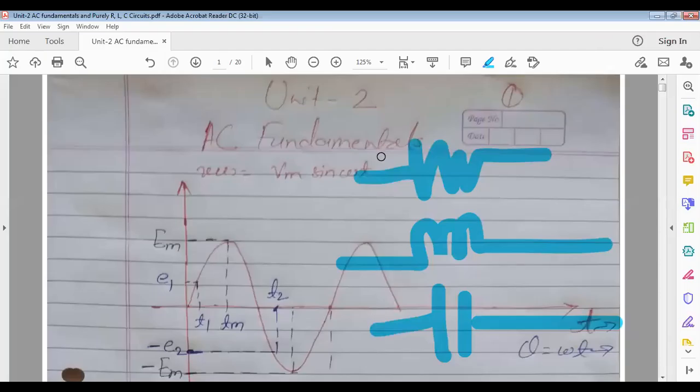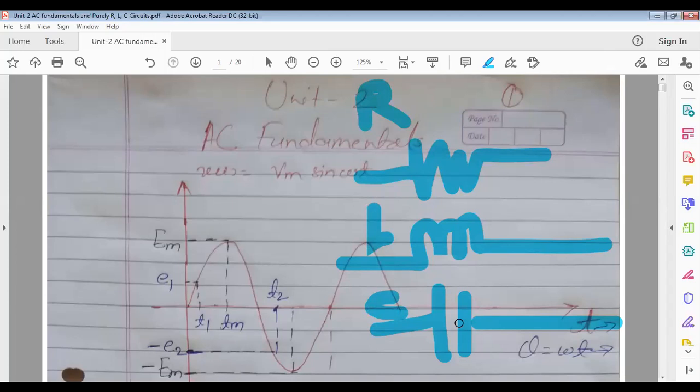Okay, so unit 2, it's a single phase AC circuit. In this single phase AC circuit, first of all, we are going to learn AC fundamentals, and then we are going to simplify single phase AC circuits. For that, purely resistive, purely inductive, purely capacitive components connected across single phase AC voltage.